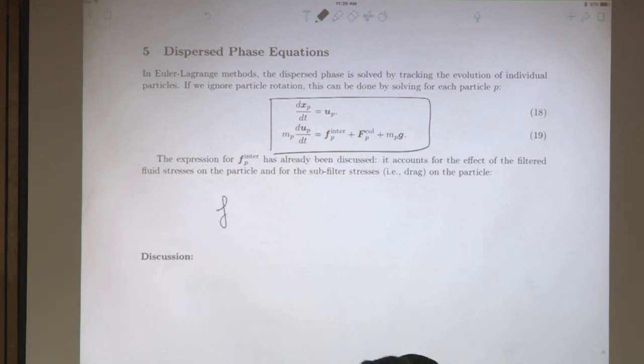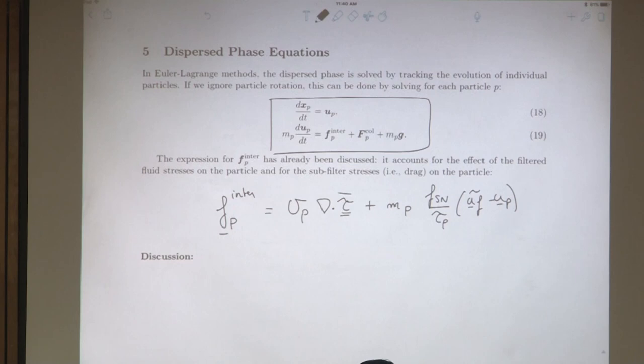Now we've explicitly said that F inter for particle P is going to be the volume of particle P times the divergence of my filtered stress tensor at that location plus MP times some sort of a Schiller-Neumann drag coefficient over tau p times uf minus up, something like that. And the question is, well, what is it specifically? On the next page, I'm saying explicitly what that is. Once we've done that, I'd like to point out that now all of our equations are closed. So we're done with that exercise.